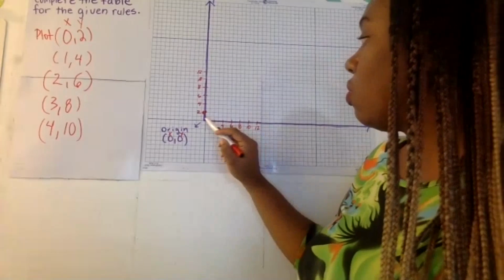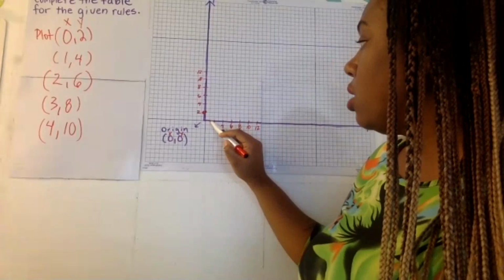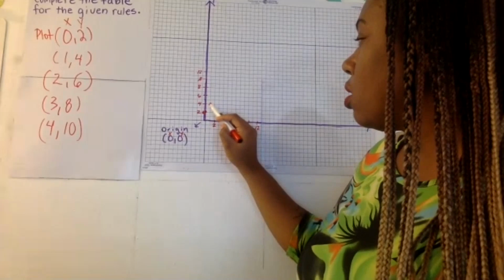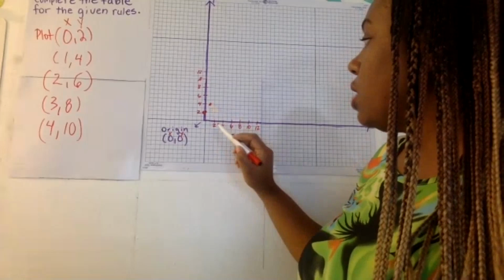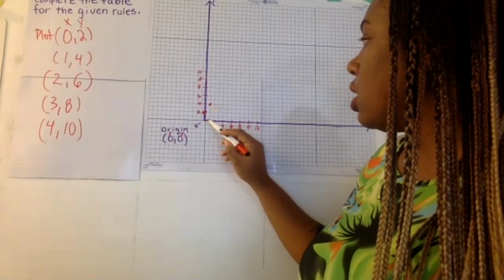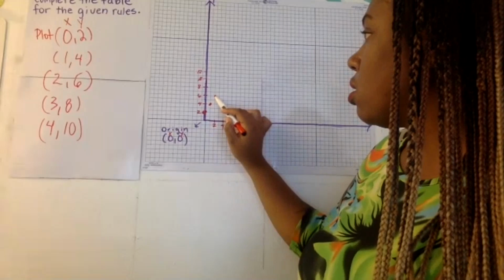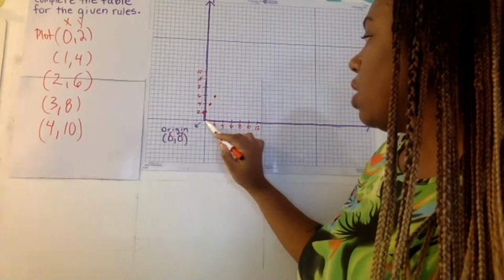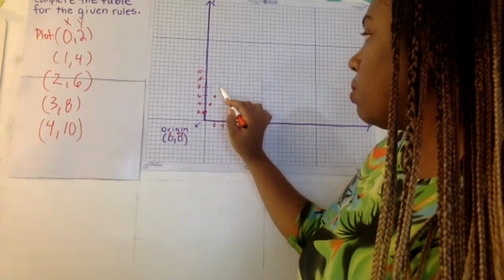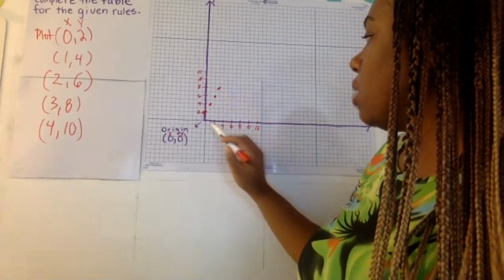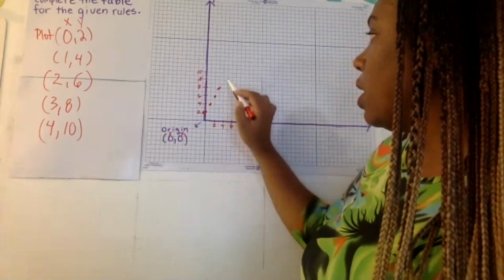Well, we go across to 1, and then we go up to 4. And then for 2, 6, we go across to 2, and we go up to 6. And for 3, 8, we go across to 3, and we go up to 8. And then for 4, 10, we go across to 4, and we go up to 10.